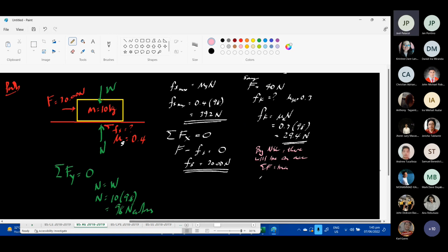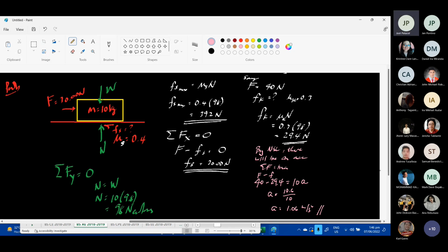So the force to the right is 40 newtons minus the frictional force, and the frictional force is 29.4. This is the applied force minus the frictional force, equal to the mass 10 times the acceleration A. So the acceleration here will be 10.6 divided by 10. That will be 1.06 meters per second squared. Okay?